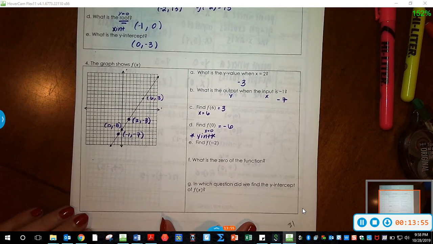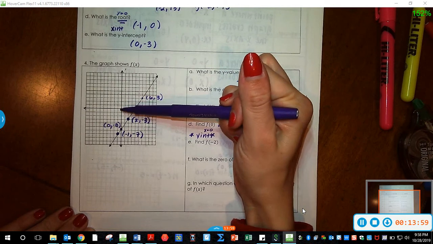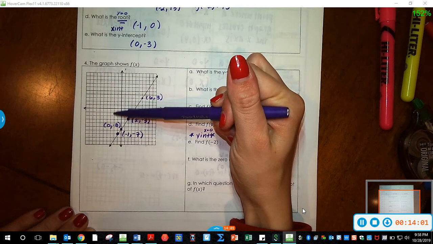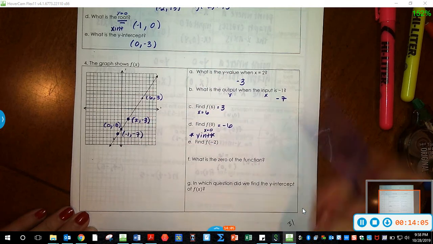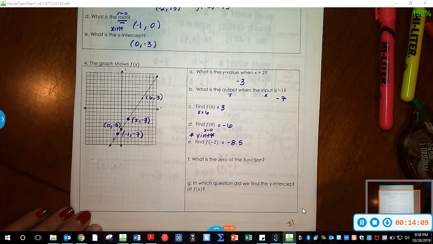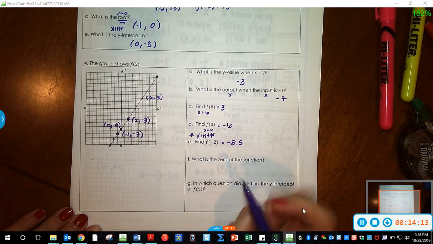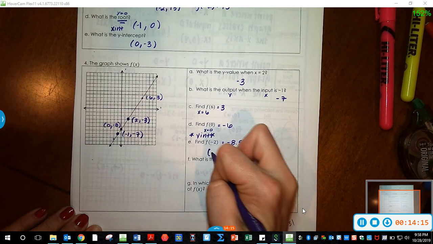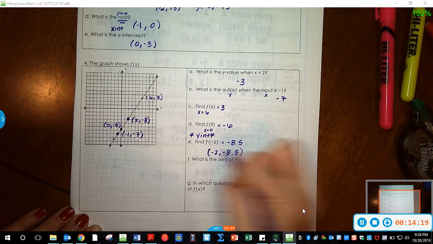Last couple. Now when my x is -2. So we go to where my x is -2. Right about there, right in the middle. So that's going to be about -8.5. So we could leave it as function form if we'd like. Or if we wanted to write it as an ordered pair, we could also leave it like this. Either one would be okay.